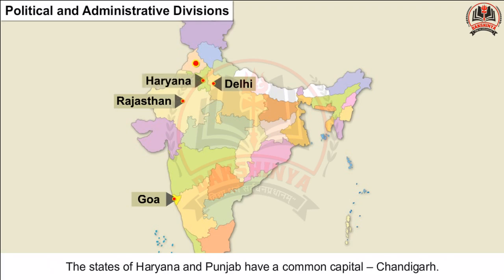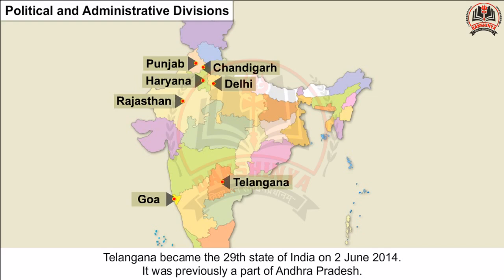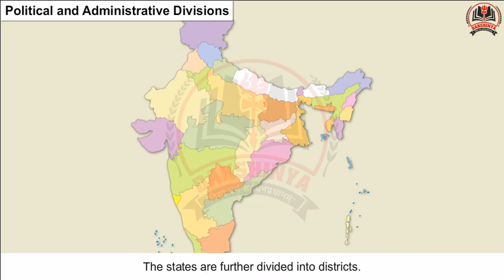The states of Haryana and Punjab have a common capital, Chandigarh. Telangana became the 29th state of India on 2nd June 2014. It was previously a part of Andhra Pradesh. The states are further divided into districts.